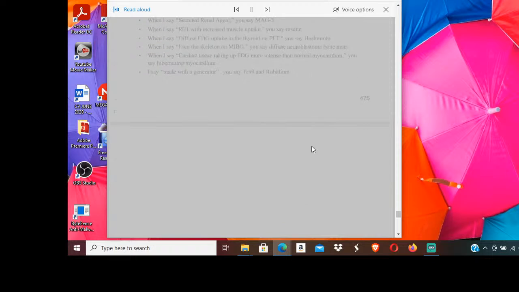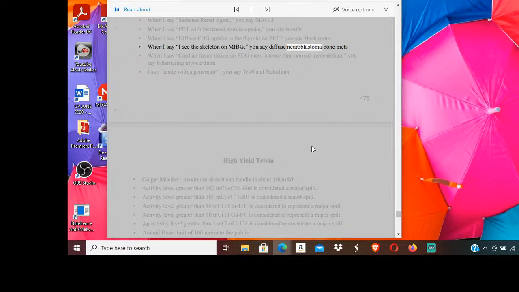When I say PET with increased muscle uptake, you say insulin. When I say diffuse FDG uptake in the thyroid on PET, you say Hashimoto. When I say I see the skeleton on MIBG, you say diffuse neuroblastoma bone mets. When I say cardiac tissue taking up FDG more intensely than normal myocardium, you say hibernating myocardium. When I say made with a generator, you say TC-99m and rubidium.